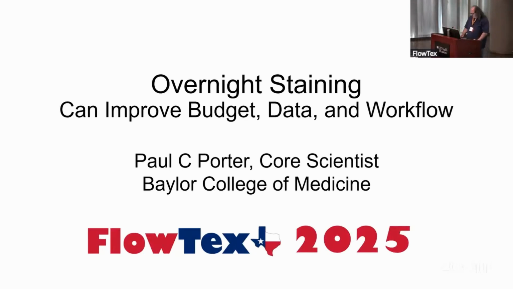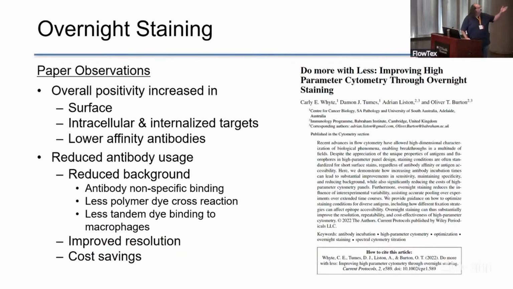Hi, everybody. I was asked to review an article which I found extremely practical, and which is the kind of article I really love to read myself. That article is "Doing more with less: improving high parameter flow cytometry through overnight staining." And I want to talk about the observations before we even get into this paper. The observations here: they saw an overall increase of positivity in their positive signals. And they saw this for not just surface antibodies, but they saw a vast improvement for intracellular or internalized targets using different methodologies.